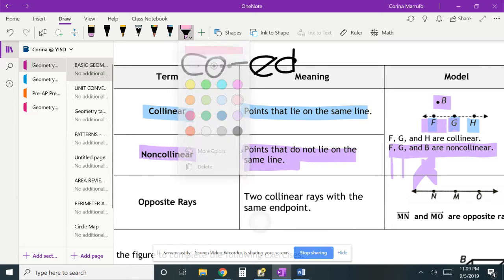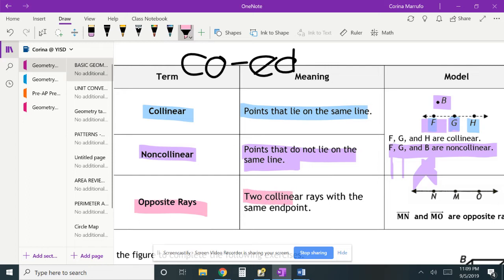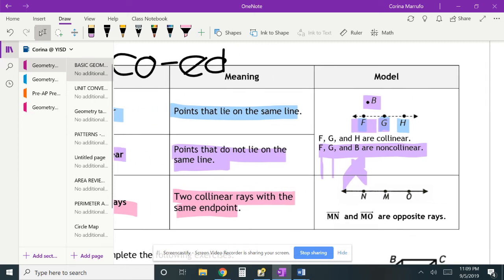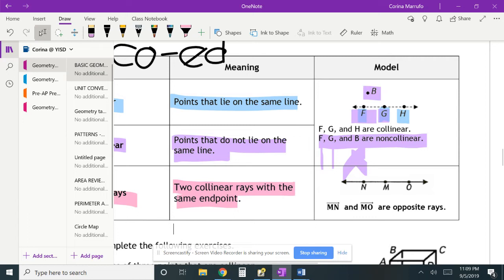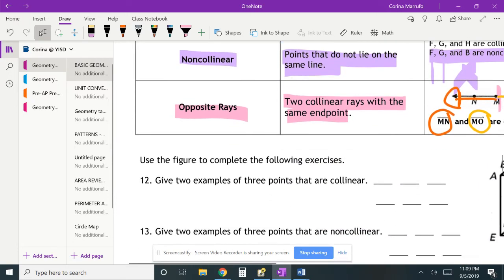And then the last definition is opposite rays. So it's 2 collinear rays with the same endpoint. So here on our example, they say MN and MO. So if you notice, they both start at M, except one is going to the right through O, which is this one here that they name, and the other one is going through N, which is this one that they name. Okay, so those are called collinear rays. They're on the same line, or opposite rays, sorry.